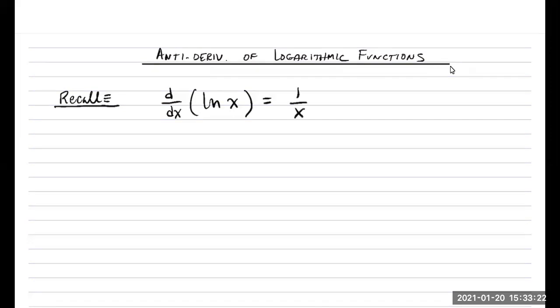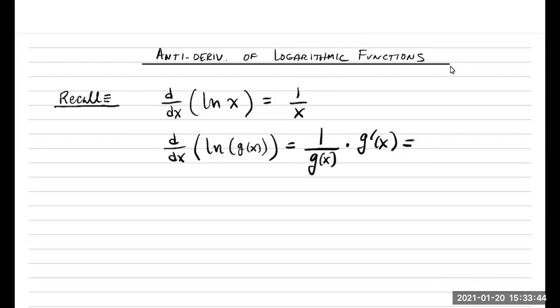And by the chain rule, the extension of that is the reciprocal of the argument times the derivative of the argument. I'm going to consolidate that just in the interest of space. Now, again, I think this is going to be key for us when we're doing antiderivatives.